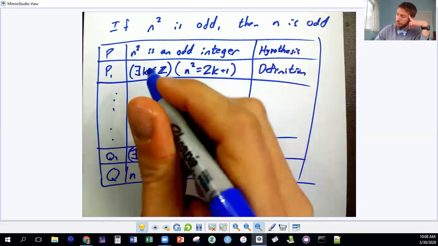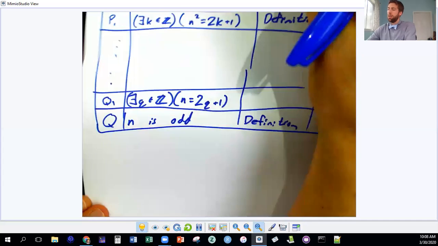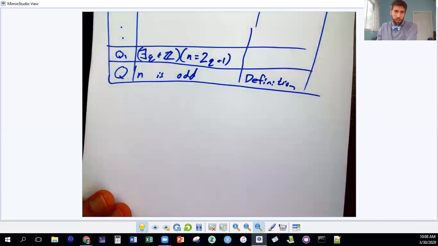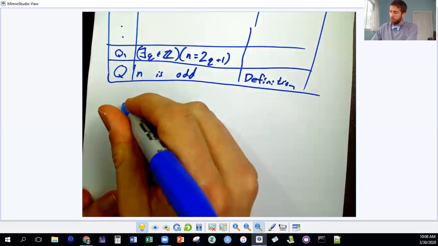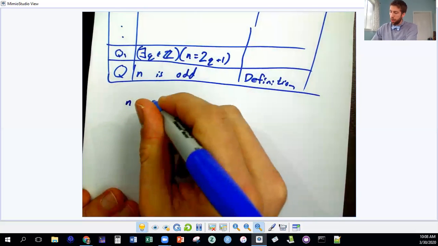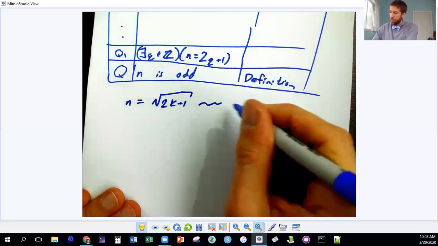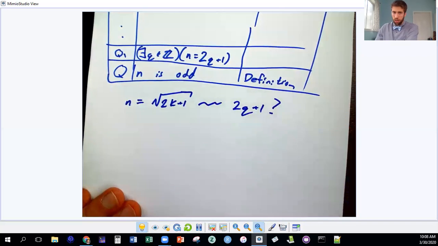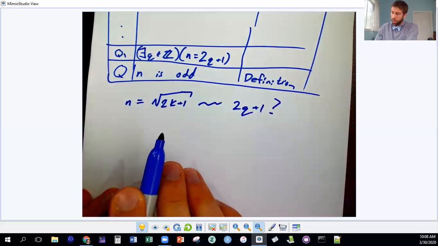Either way, let's go kind of down here. So the two ways I have to get n squared down to n would be square root or divide by n. So if I take n equals the square root of 2k plus 1, how do I get that to be 2q plus 1? It's a square root. You can't really get rid of a square root except to square it.